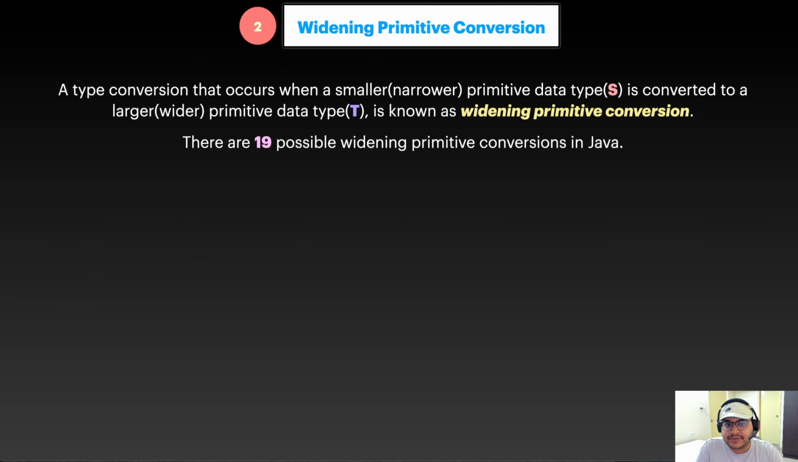A type conversion that occurs when a smaller primitive data type, the source, is converted to a larger primitive data type, the target, is known as widening primitive conversion. There exist a total of 19 possible widening primitive conversions in Java. Let's look at each of them one by one.